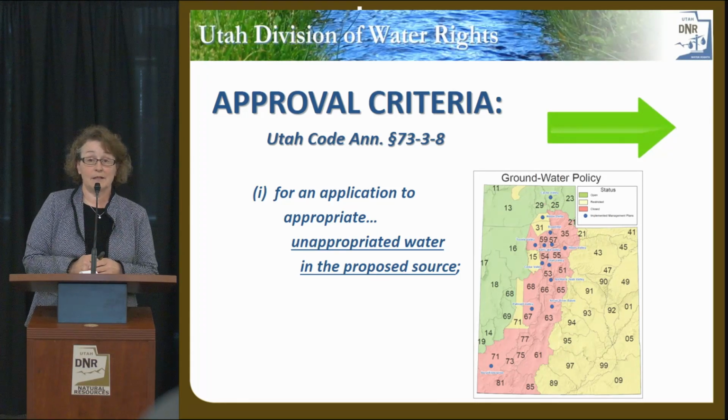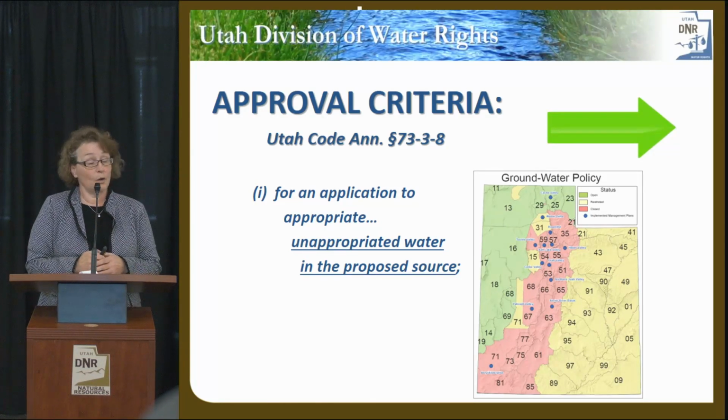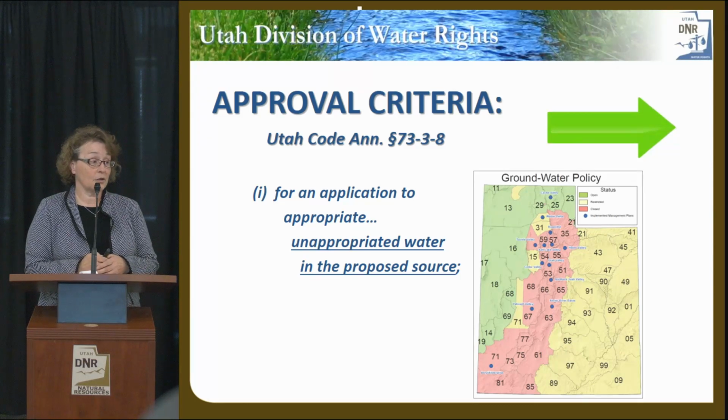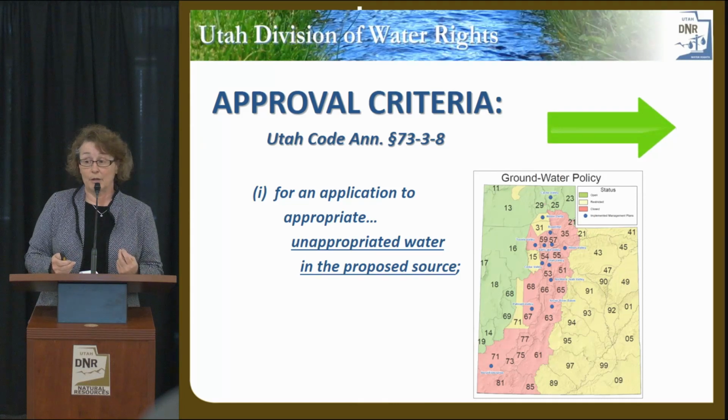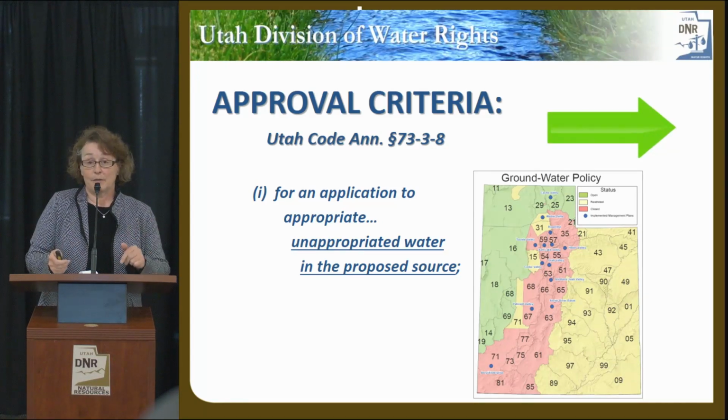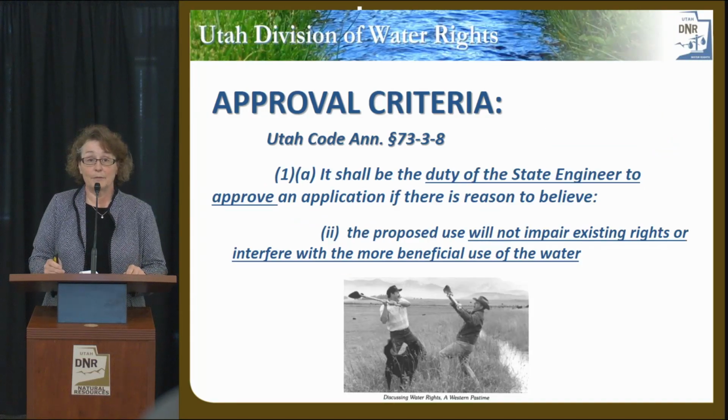This map that you see, you'll find on our website, and it actually identifies areas that are open to appropriations, some that are restricted areas where maybe that's just available for small domestic applications, and then definitely areas that are closed, that are very over-appropriated. In those areas, you can't do an application to appropriate. You would need to do a change application to convert an existing right to the new use that you're proposing. So something has to be given up under that change. But this map is available for you to refer to on our website.